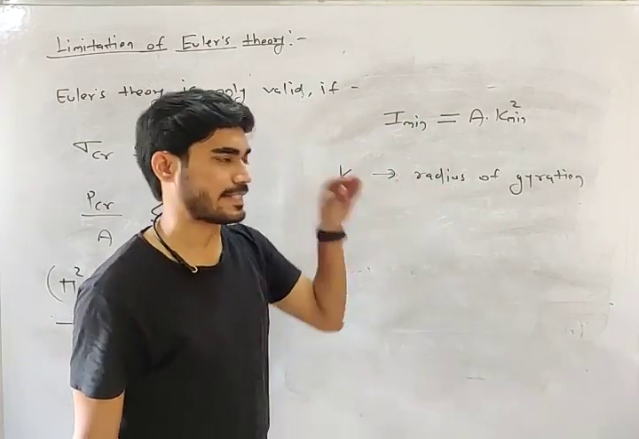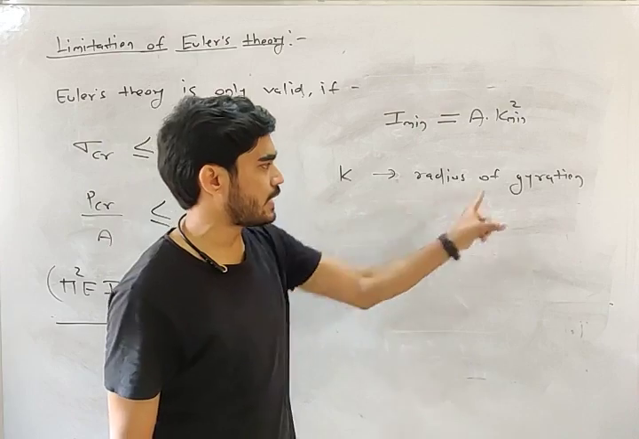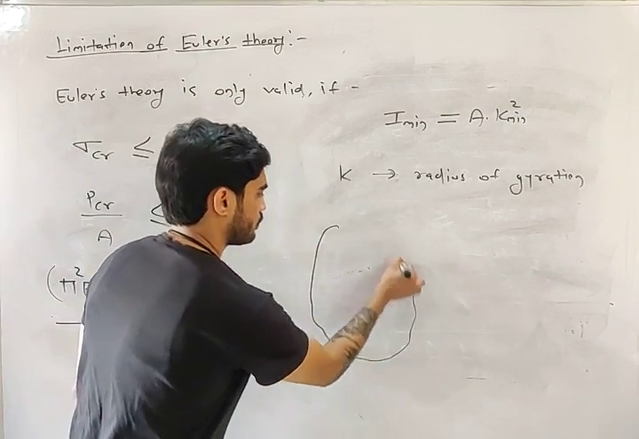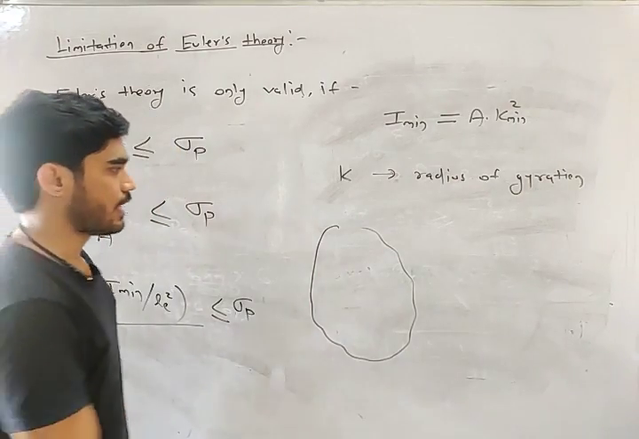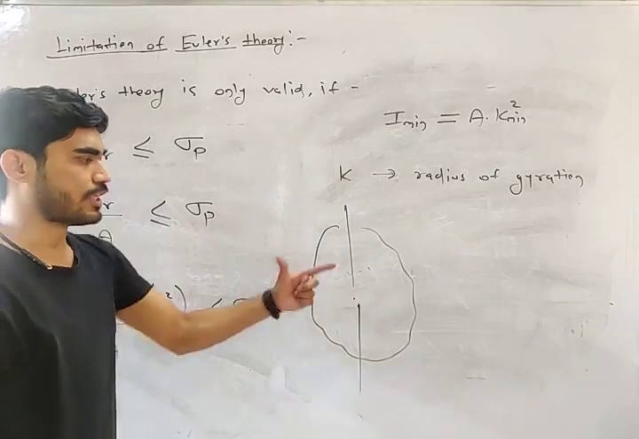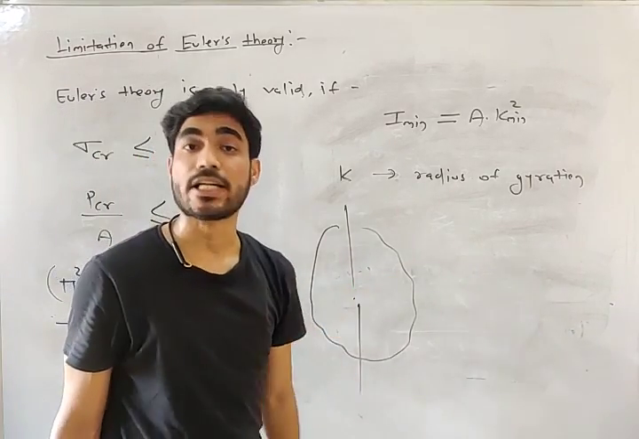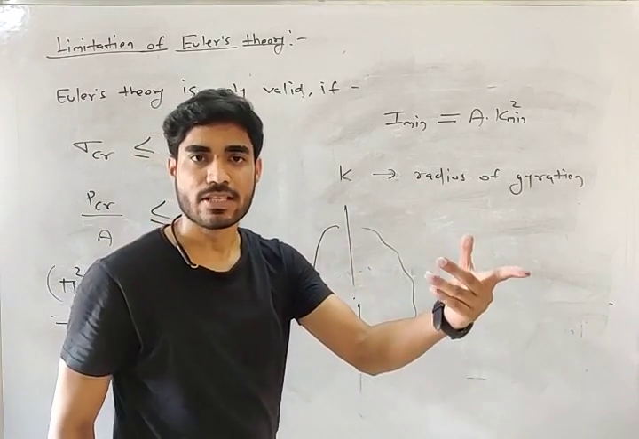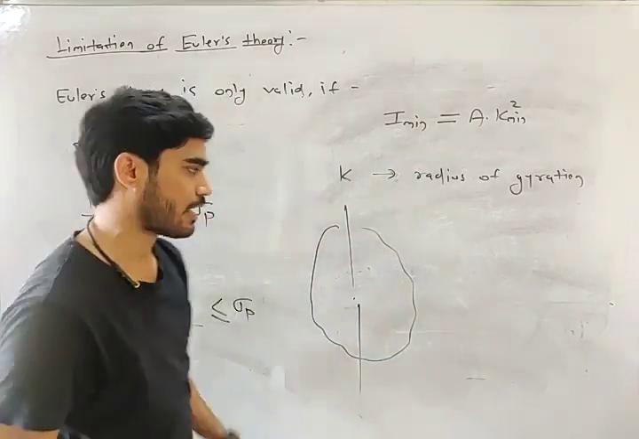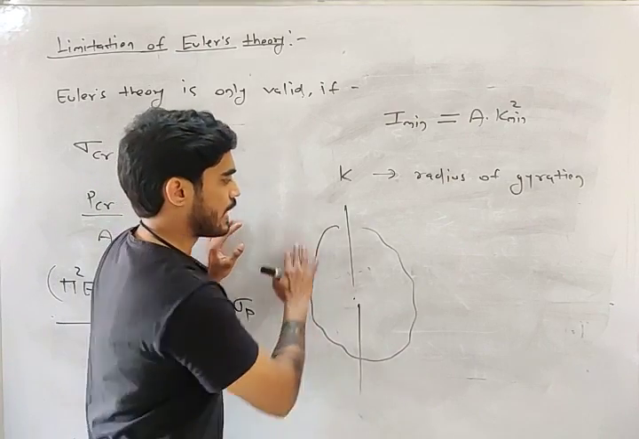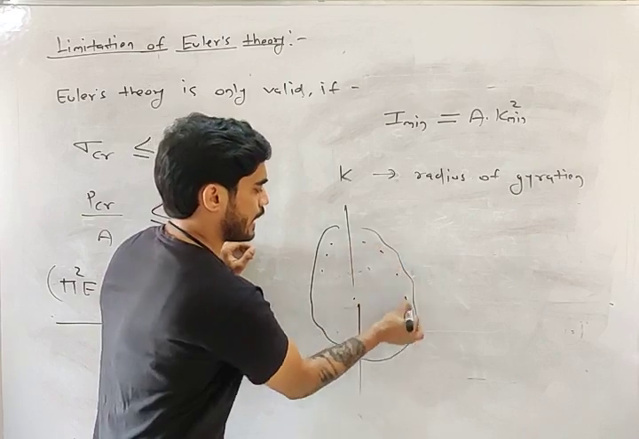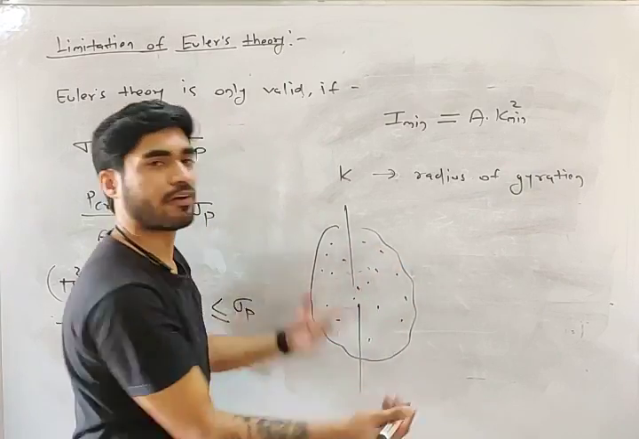I will use a simple explanation to explain the meaning of radius of gyration. Let's say we have an area and we want to calculate moment of inertia. What is moment of inertia? Area into distance square, the second moment of area. But my friend, the entire area is not at one distance. Every particle of this area is at some different distance.